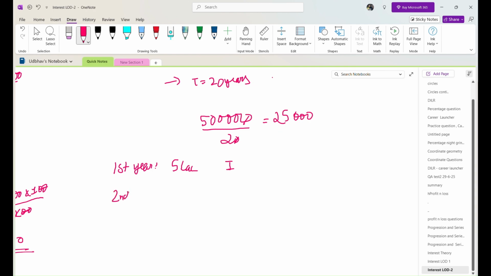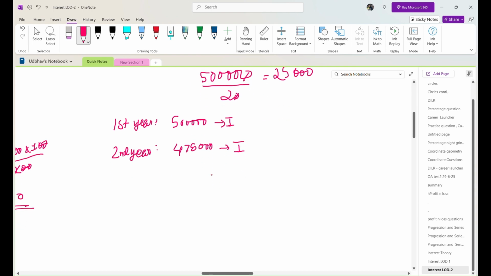So at the start of the second year, how much money does he owe now? 4 lakh 75,000. Let me just write it completely: 4 lakh 75,000, and over that the interest will be still more, but less than the interest of the first year.